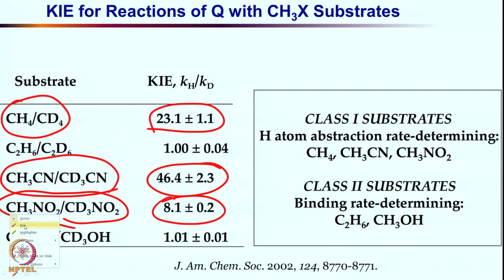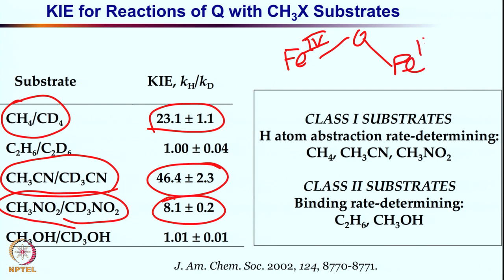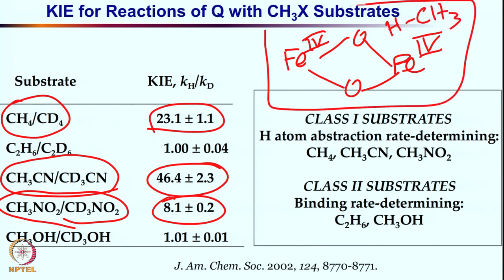So, if you are looking at the Q intermediate, which is nothing but the iron 4 oxo intermediate, the approach of this with respect to CH4 is very simple, no problem happens over there. And this overall approach of CH4 with respect to the bis-μ-oxo is not rate limiting, but the activation of this bond is rate limiting for the case of CH4 and CD4. And similarly, as you have seen in the case of acetonitrile and nitromethane, this approach is not problematic, but CH activation is the most damaging or most difficult step.